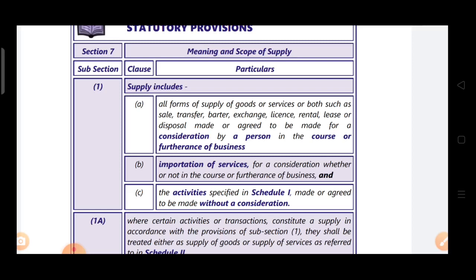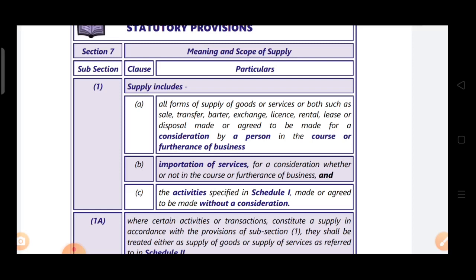But one exception is there, that it can be in the course of business or cannot be, means whether or not in the course of furtherance of business. Even if it is not in the course of business, if any service is imported for a consideration, then also it is included in the definition of supply.